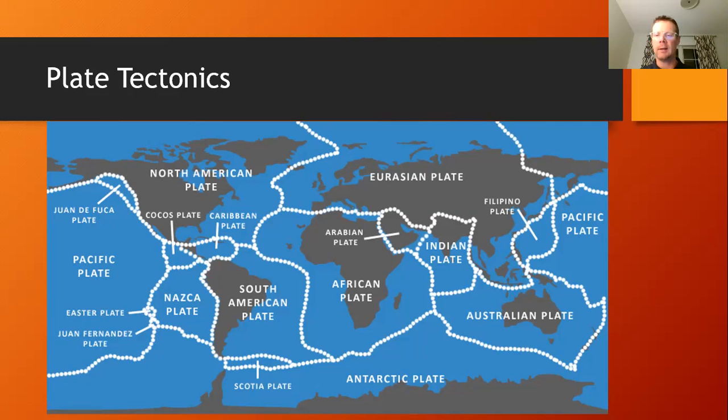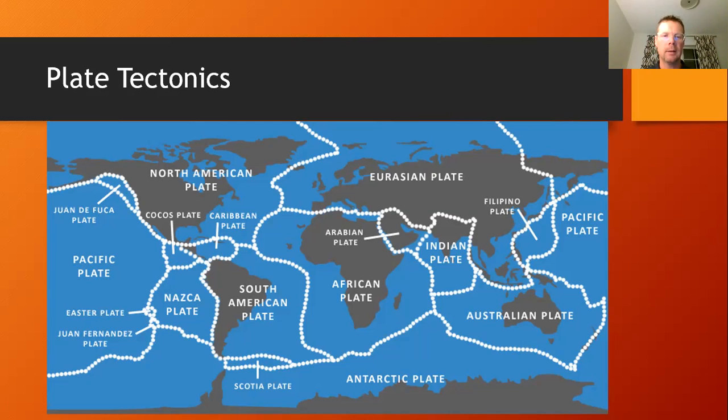What does plate tectonics mean? Well, we know the Earth is made of multiple plates, large land masses underneath the oceans that can shift and change, slide up against one another, underneath edges underneath one another. And so on this screen, you can see a number of the plates.